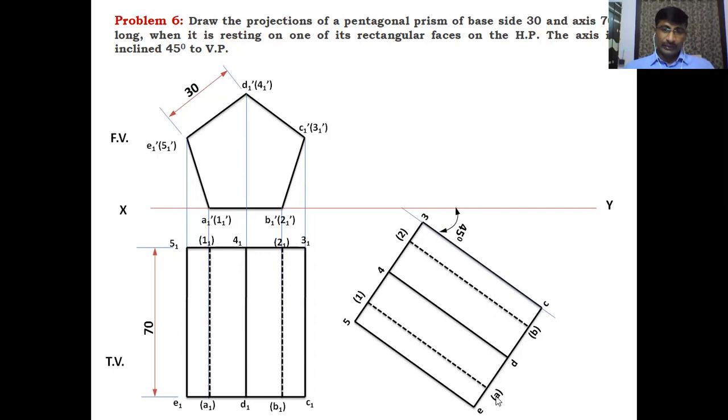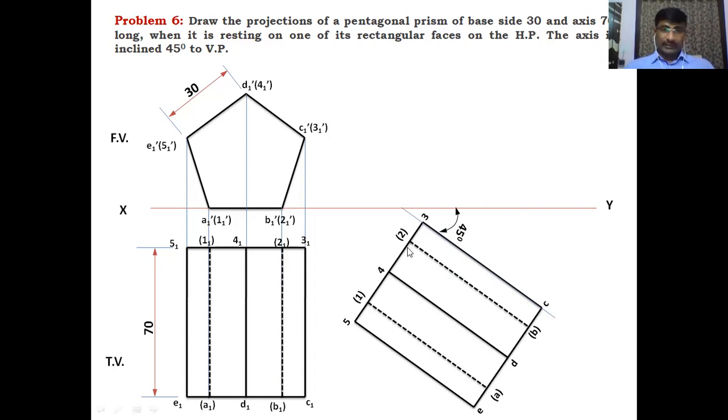These two corners are invisible, that's why I'm locating them in brackets. The next point is C, already located, D is the center point, and E is the other edge point. This is E1, which becomes E. Like this, you have to locate the corresponding points after rotating the solid.